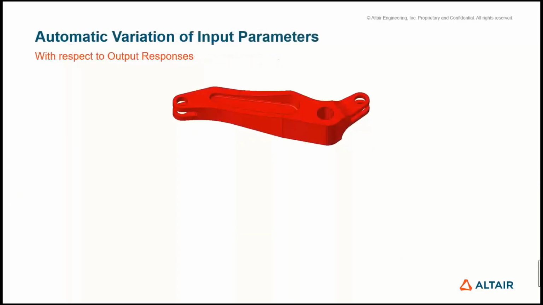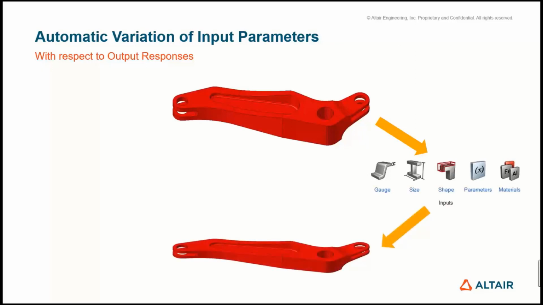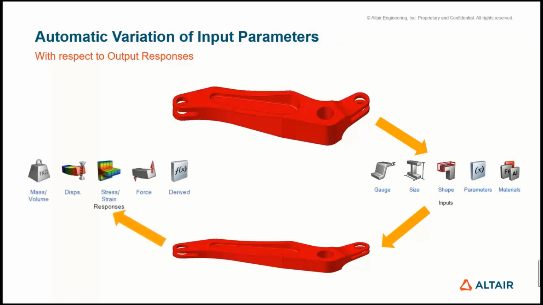So what's great about the design exploration tool within HyperWorks is the fact that it's an automatic variation of your input parameters with respect to the output responses that you need. So if you have your original design, you're going to tell the software what it is that you're willing to vary. You're willing to change the thickness, you might want to change the size, you could change your morphed shapes, you could change certain parameters, and you can even change the material assigned to your part. You're telling the software what you want it to change. The software will then automatically vary them for you.